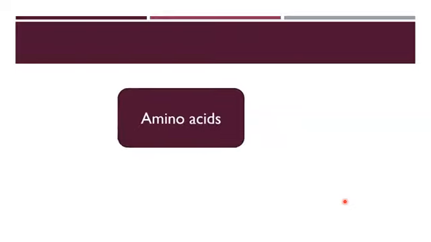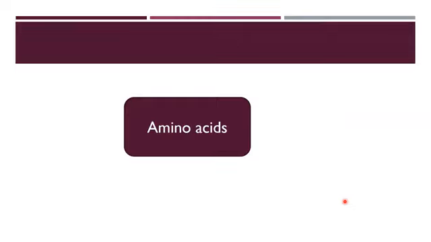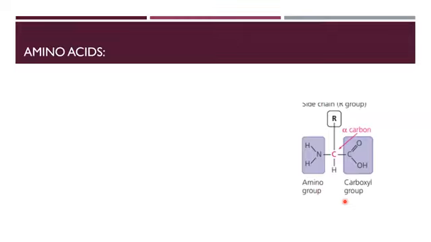So now we'll discuss the subunits of the proteins that are amino acids. So you can see here the structure of the amino acids having a central alpha carbon to which an alkyl group, a hydrogen atom, an amino group, and a carboxyl group is attached. And remember one thing, all the amino acids are differentiated from each other on the basis of the change of this alkyl group.